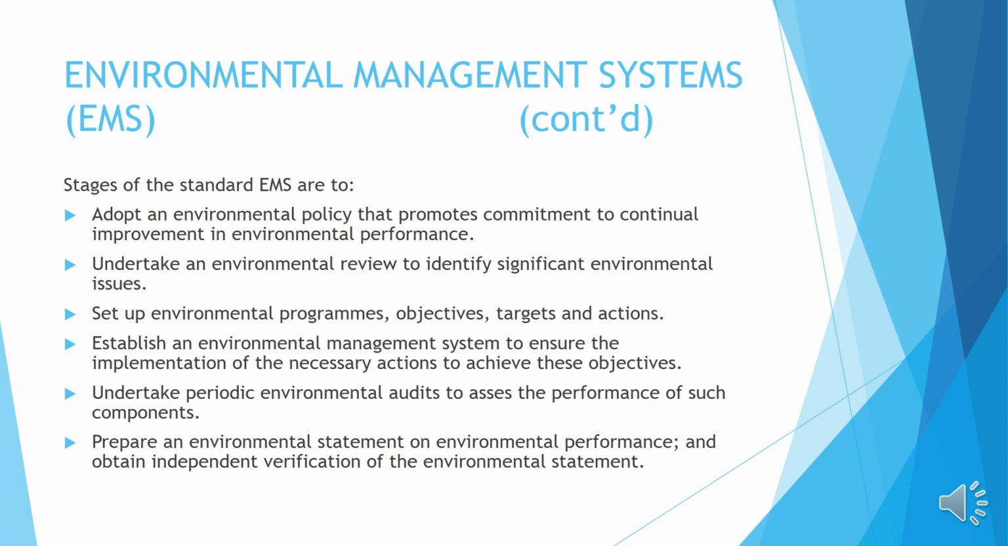Stages of the standard EMS are to: firstly, adopt an environmental policy that promotes commitment to continual improvement in environmental performance. Undertake an environmental review to identify significant environmental issues. Set up environmental programs, objectives, targets, and actions. Establish an environmental management system to ensure the implementation of the necessary actions to achieve these objectives. Undertake periodic environmental audits to assess the performance of such components. Prepare an environmental statement on environmental performance and obtain independent verification of the environmental statement.